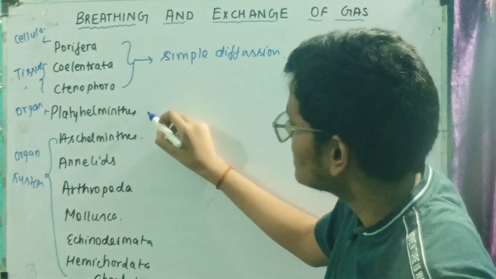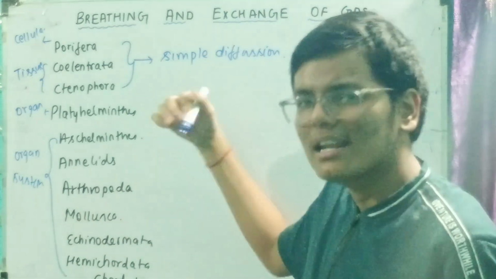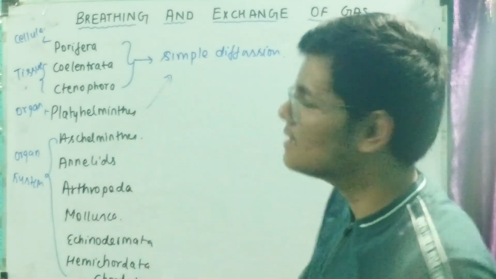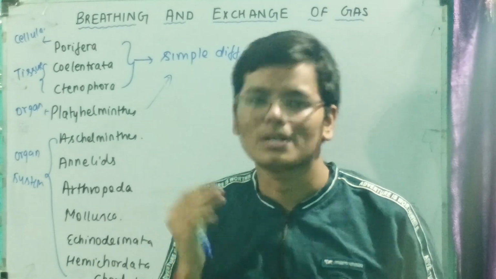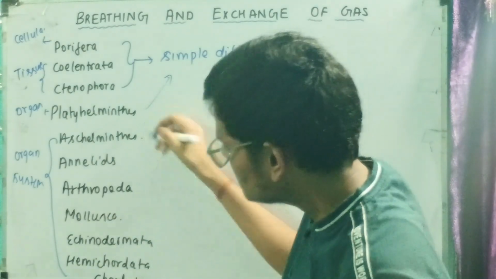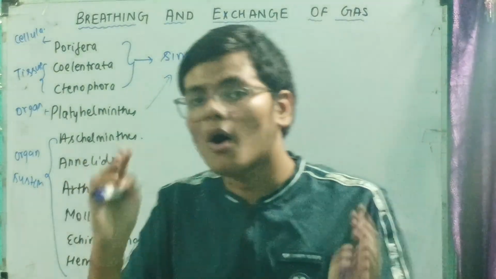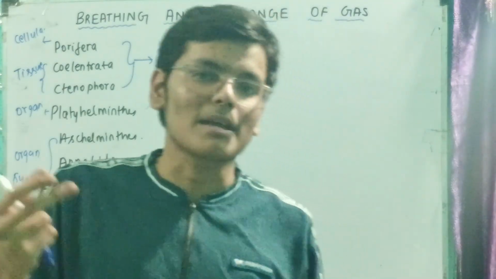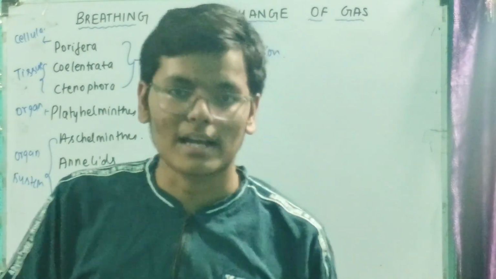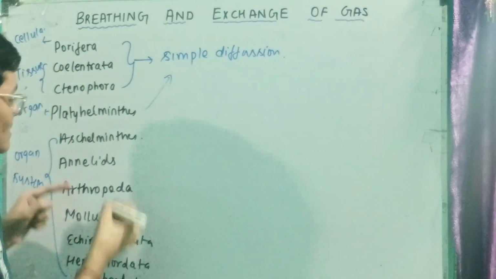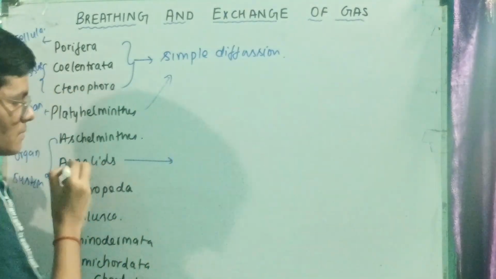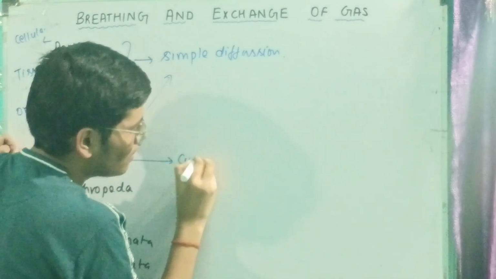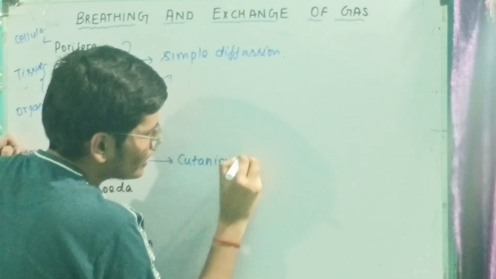Next, Platyhelminthes is also organ level but still uses the diffusion method because it is not much well developed. From Aschelminthes to Chordata, they all have specialized structures, or they use some different mechanisms for their breathing and exchange of gases. Few of the important ones are annelids, for example. They perform cutaneous respiration.